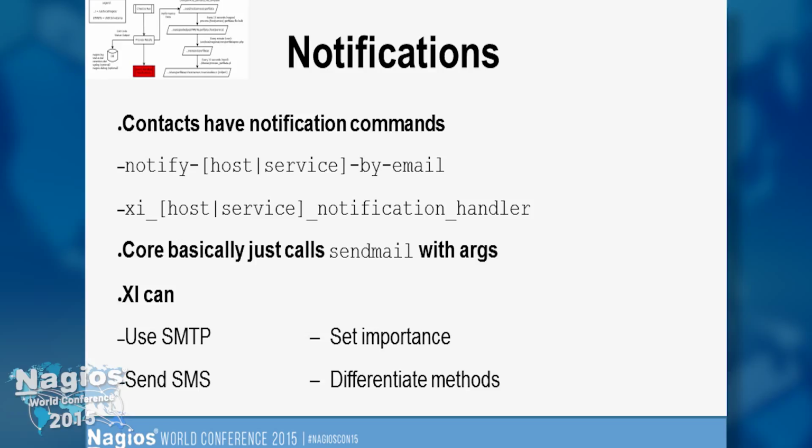XI can do a lot more. It still uses those core contacts to notify, but it also ties them in with XI users, and I'll go into that in a bit. But just my little sales pitch for XI here in the next 30 seconds. You can use SMTP, so you have the authentication. You can set an importance. You can send over SMS. You can use different methods.